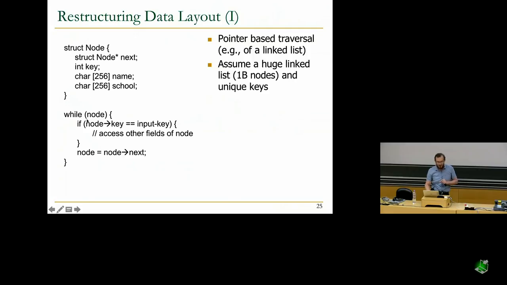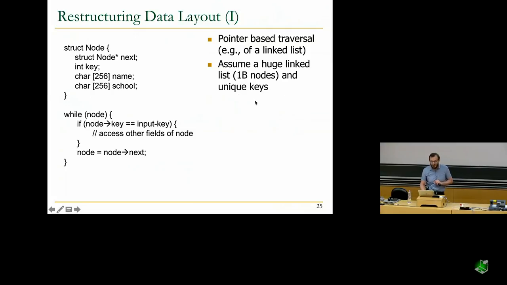And let's assume that our code looks like this. While you have a node to traverse, you check the key of the node, check if it matches the input key, the ID of the student matches the ID that you input. And if that's the case, then you access other fields in the node and do whatever. Right? And if that's not the case, you move to the next node, right? That's the idea. There should be an else here, perhaps, but that's okay. That's beside the point that I'm going to make.